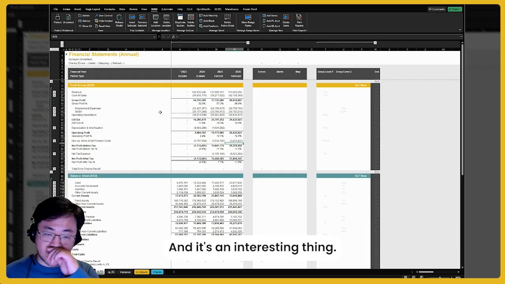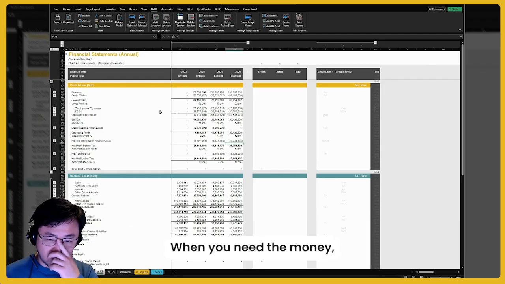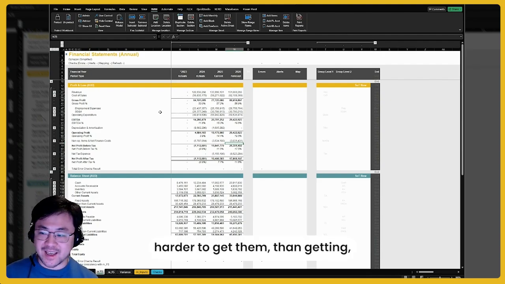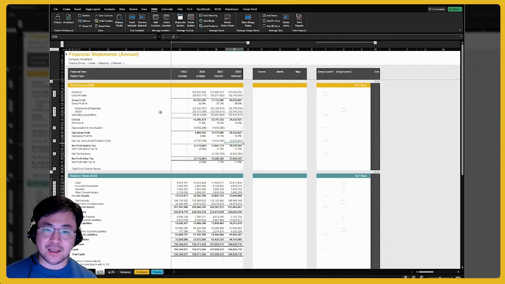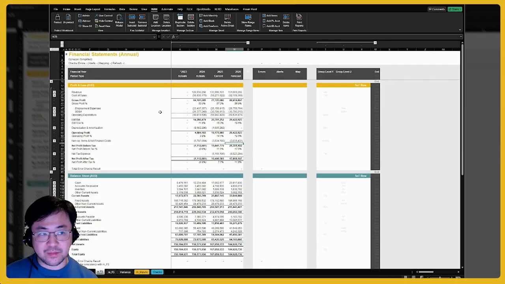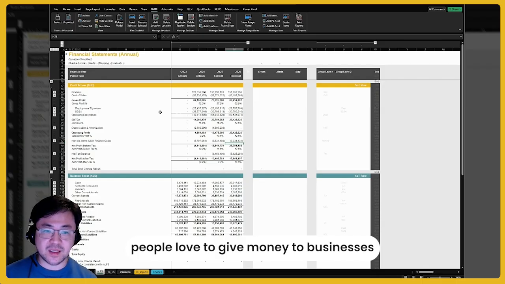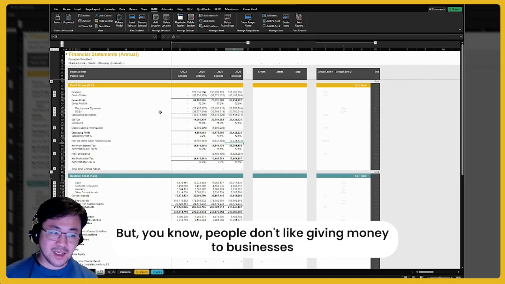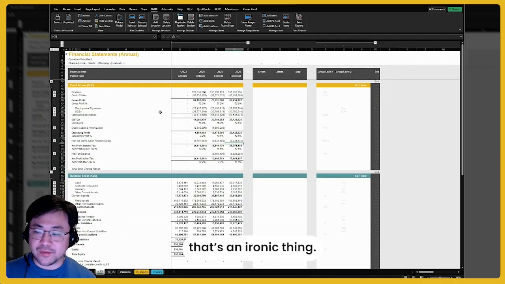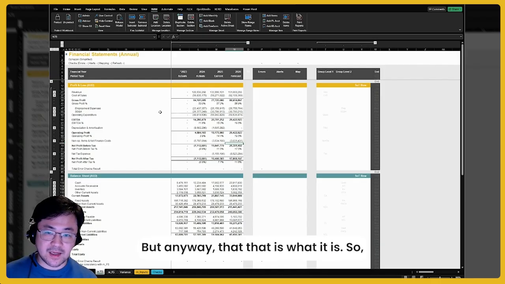And it's an interesting thing. When you need the money, it's usually harder to get than when you don't need it, because people love giving money to businesses that make a lot of money, but people don't like giving money to businesses that are struggling, but those are the ones that need it. I don't know if that's an ironic thing, but anyway, that is what it is.